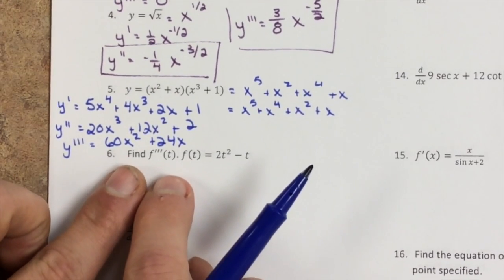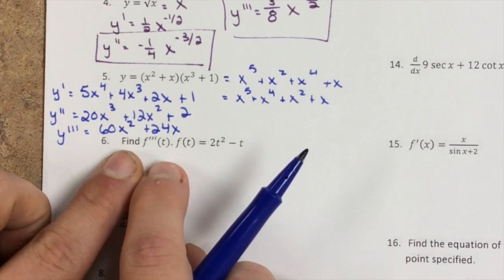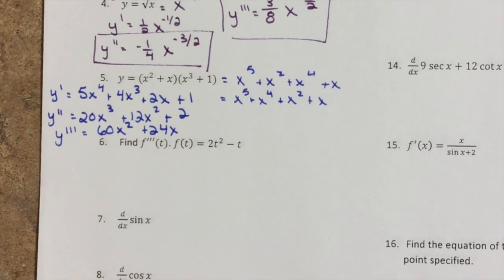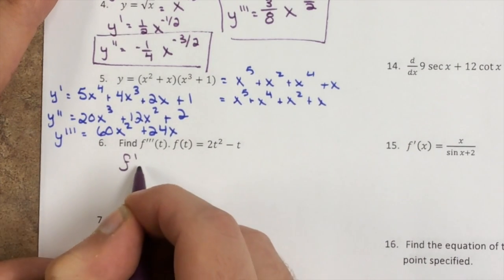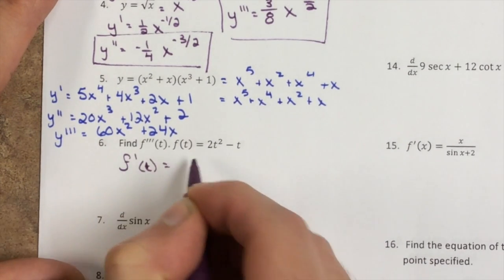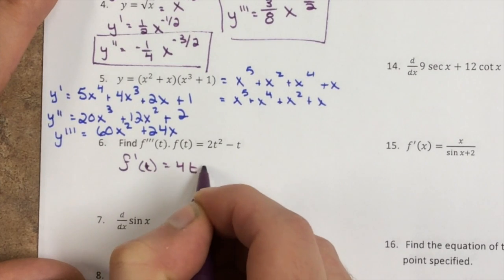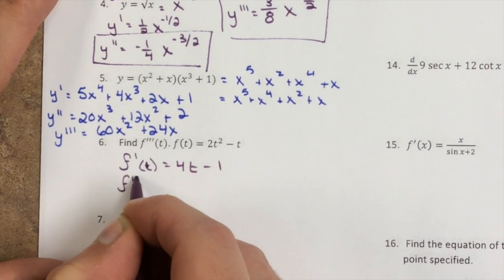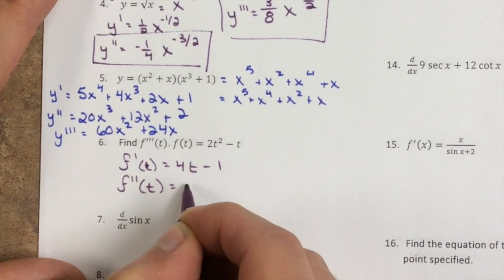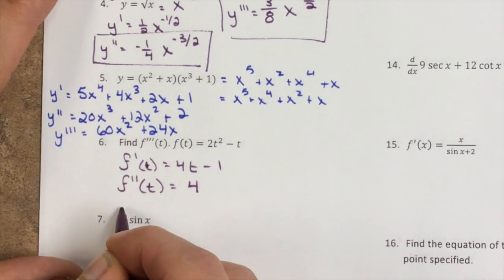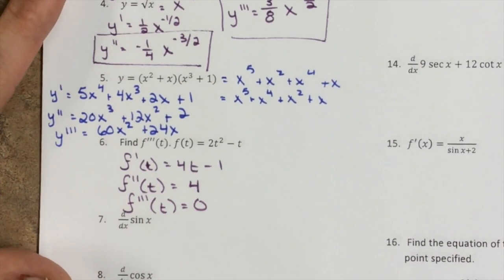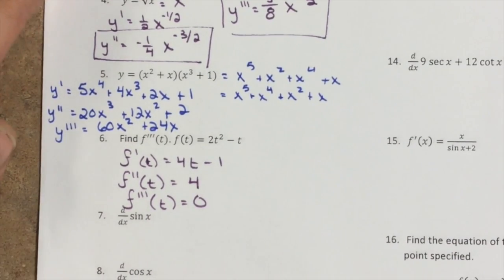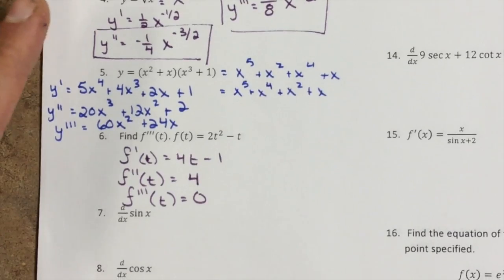For 6, find f triple prime of t given this function. That's not that bad. So what's the third derivative here? Well, f prime is 4t minus 1. F double prime of t is 4. F triple prime of t is 0. Done, done, done. Easy peasy.